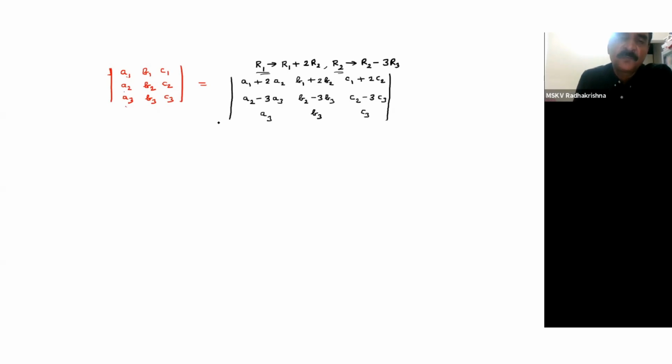Similarly, you can apply 2 column operations at a time, and you can change 2 columns at a time. All right. And one more example.